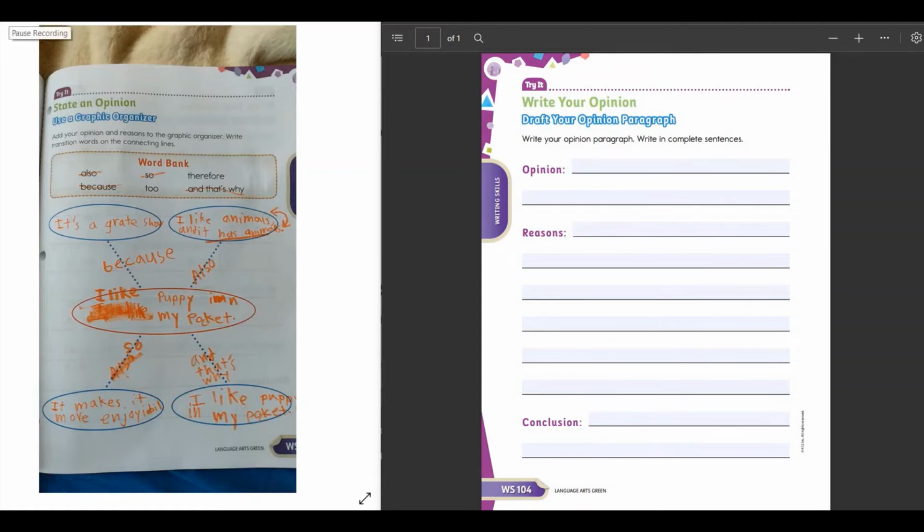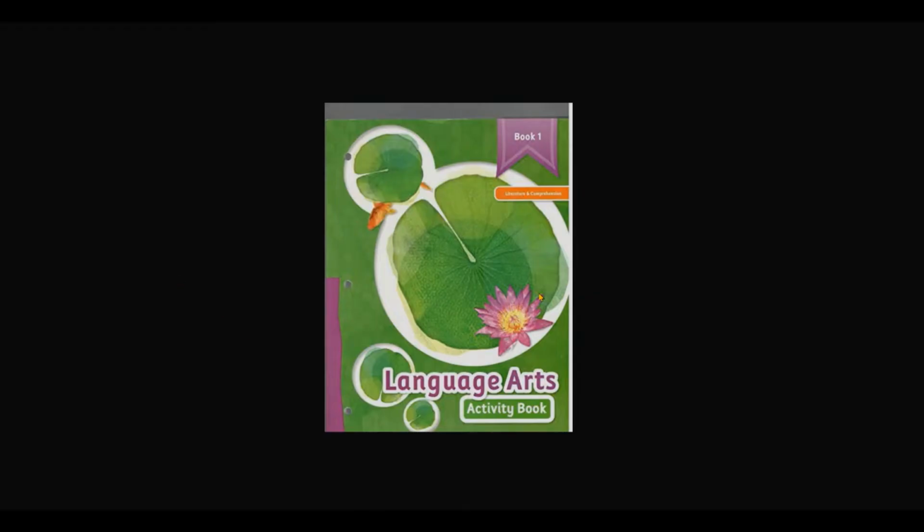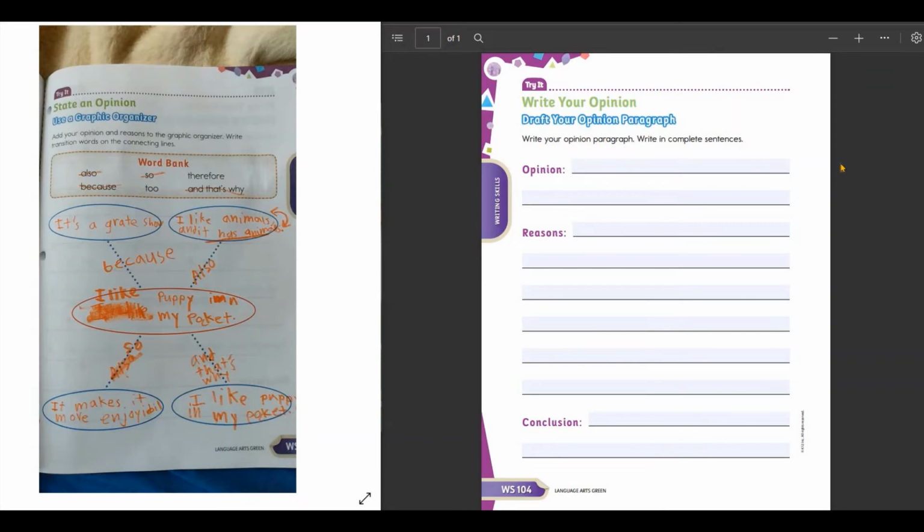Let me show you which activity book. That's going to be this activity book right here, Language Arts Activity Book 2, actually, not book 1, book 2. It should say literature and comprehension, writing skills. So you're going to be working on the writing skills portion on page 104 here. Okay, so let's see how we're going to do this.